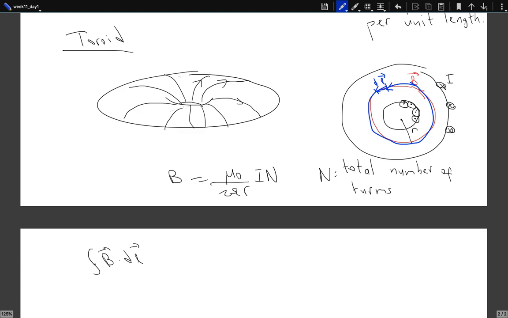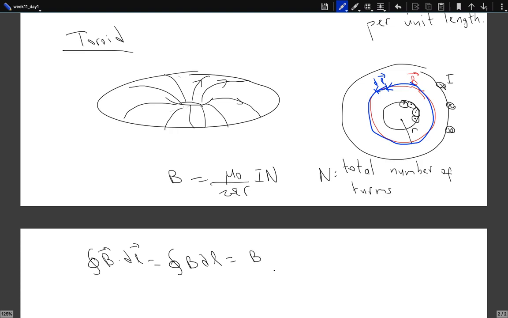So B dot dl along that loop: B and dl are always in the same direction. This is B times dl. B is a constant. That is the first thing we should show, because along this line r is constant, and we first argued that B can depend on r and also z. Along this loop, both r and z are constant. So B is a constant around this blue loop, so I can take it out.